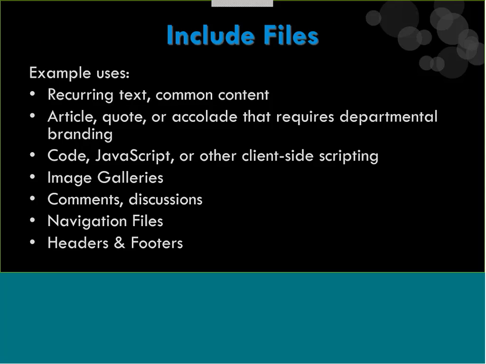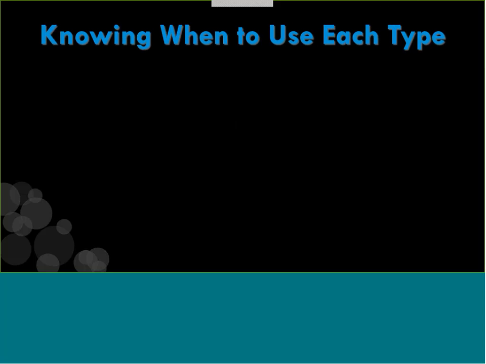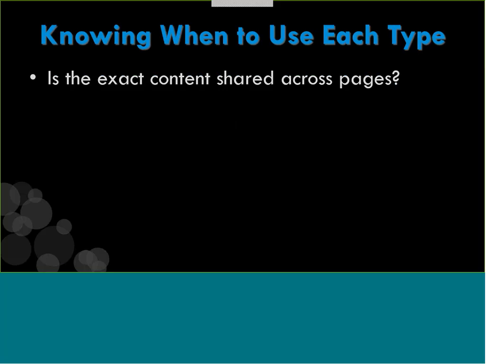So what I'd like to do now is to talk a little bit about when you should use the different types of reusable content that we're talking about here. One question that is a good one to ask initially to help distinguish which one you should use is to ask yourself: is the exact content shared across pages? And if you answer yes to that, that you want the same exact content shared across multiple pages in your site, then most likely you're going to be talking about an asset or an include file.